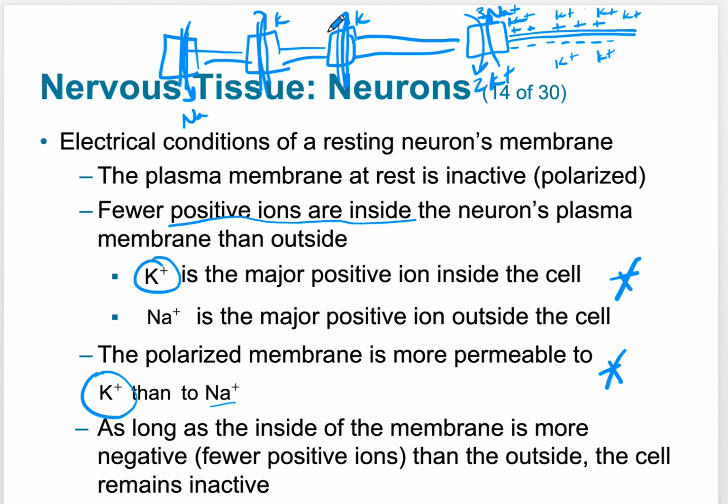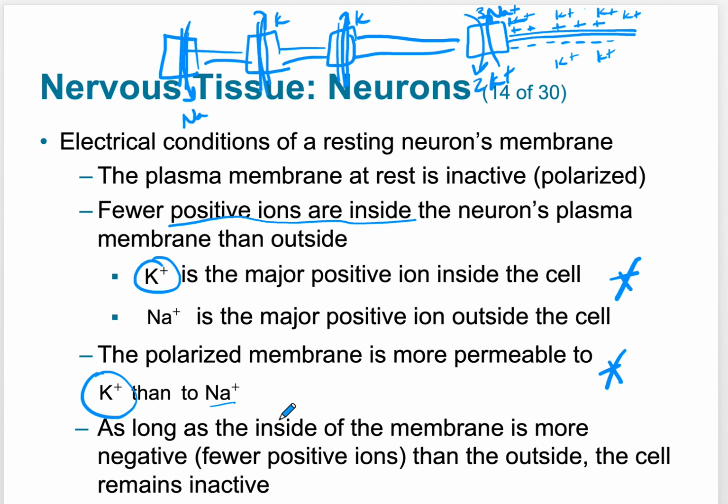Let's say for every 2 potassium leak channels, there's only 1 sodium leak channel. So there's going to be lots more potassium going out than sodium coming in. And because you're losing more positives inside the cell than you're gaining, this also makes it very, very positive outside the cell as compared to inside.